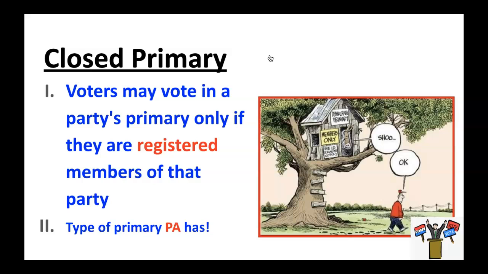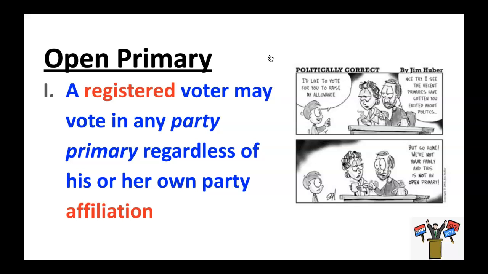Other states do have different types of primaries, and they are called open primaries. These are where a registered voter may vote in any party regardless of his or her own party affiliation. So in certain states, actually, that's pretty much what might happen. You might have free open reins to vote for whoever you want. If you're a registered Democrat, you might be able to vote for a Republican if you really want to. And also, like I said before, sometimes people might use that opportunity to sabotage the other party to put forth a weak candidate.